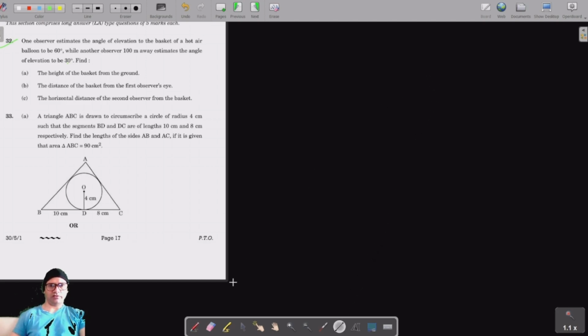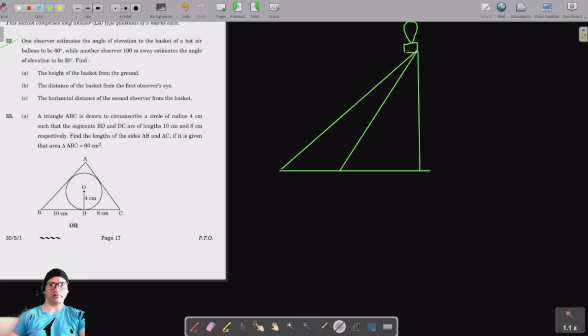So let's try to sketch the situation. Let's say this is the basket of the hot air balloon, and this is the ground where the observer is, and this is the height of the basket from the ground. This is the angle of elevation of the first observer and the angle of elevation of the second observer. The angle of elevation of the first observer, who is at A, is 60 degrees, while the second observer, at B, sees 30 degrees.